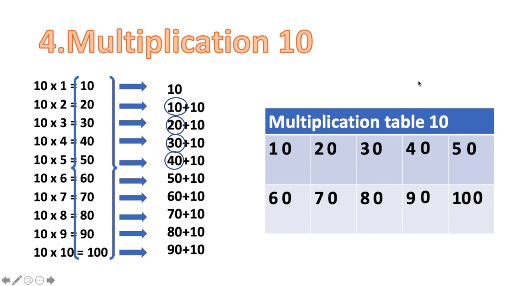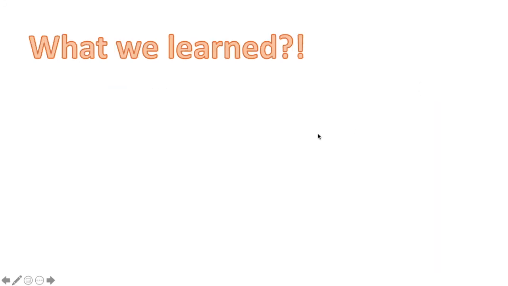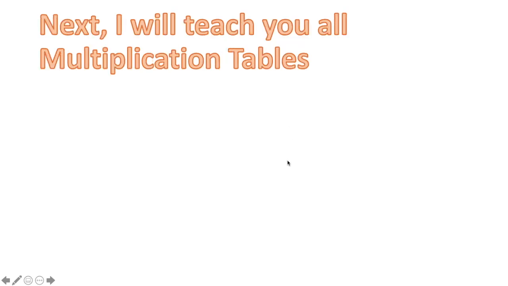One of those super easy tricks. So, what have you learned? 9 times table, 1 times table, 2 times table, 5 times table, and 10 times table. I didn't show you the 9 times table in this video, but I did in my other math videos. Next, I'll be teaching you all the following multiplication tables: 3, 4, 6, 7, 8.